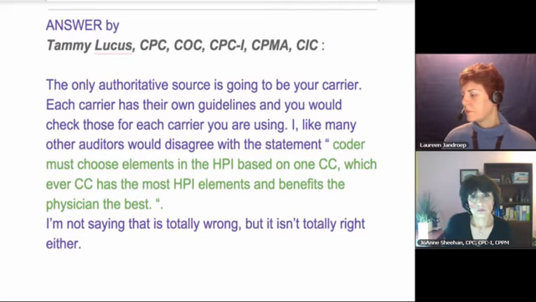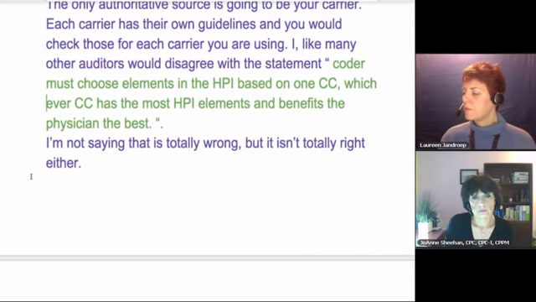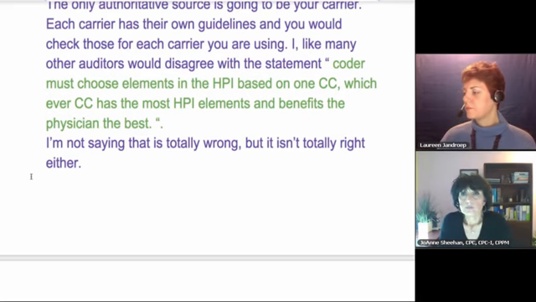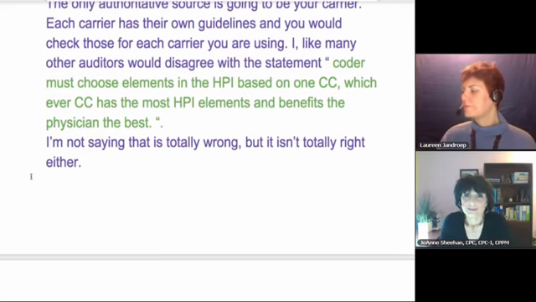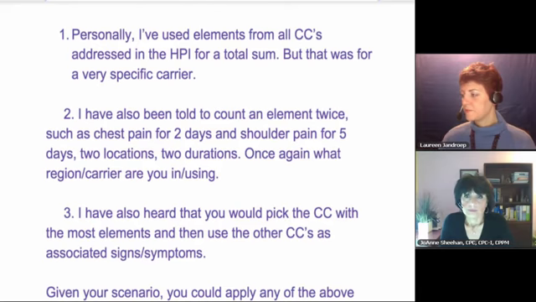In the question, there was a statement that said the coder must choose elements in HPI based on one chief complaint, whichever chief complaint has the most HPI elements and benefits the physician the most. I, like probably a lot of other auditors out there, do not like that statement. One, I don't like blanket statements. And the statement isn't completely right, and it isn't completely wrong either. I disagree with just the wording, and I didn't want to sit here and say, yep, I agree with that, and then you think that's the way it is. So really and truly, I don't like a blanket statement.